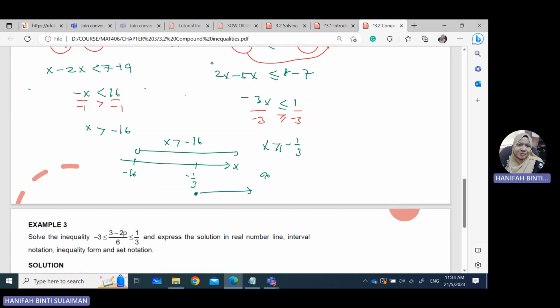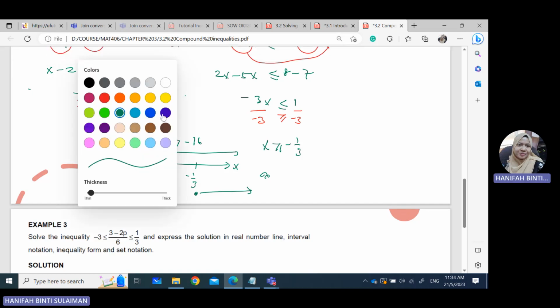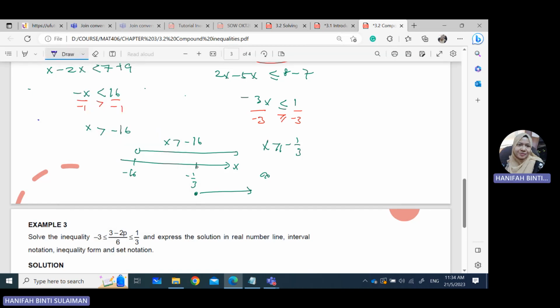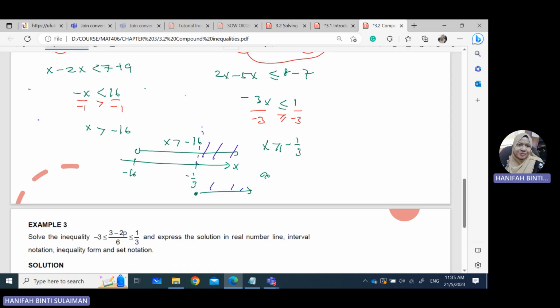Okay, disebabkan dia "and", bila dia "and" kita ambil yang intersect. So bila intersect yang ini adalah this one lah. Kalau kita masukkan dengan negative 16, that one is not intersection. Dia tak ada, maknanya dia tak overlap. Maksudnya nilai dia tak sama lah. Okay. So nilai x dekat sini kita boleh katakan the values of x is greater than or equal to negative 1 over 3. Okay.